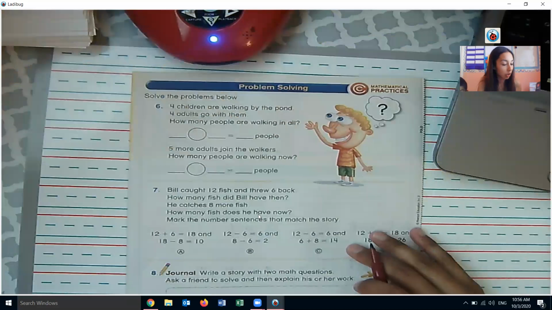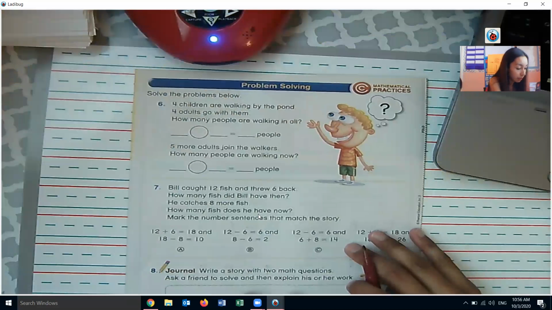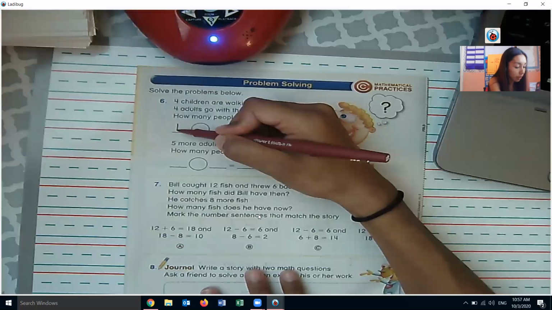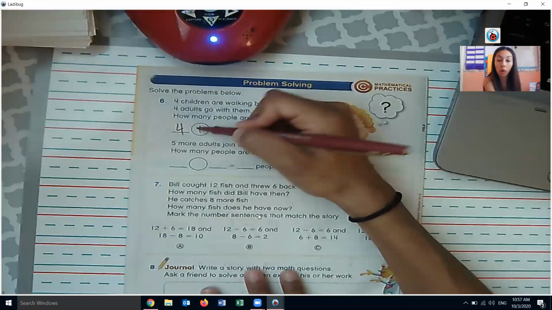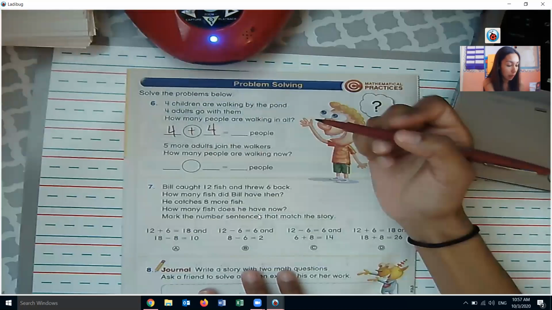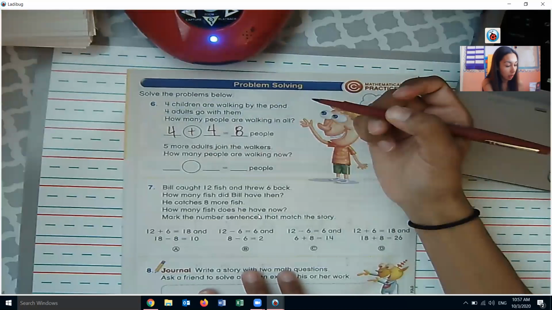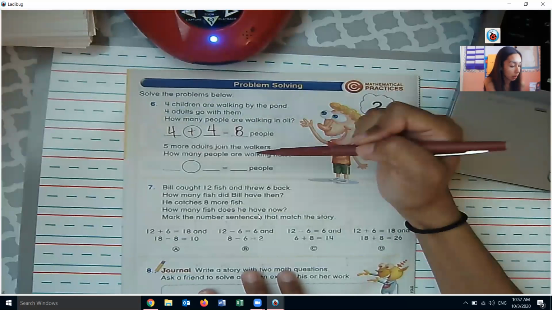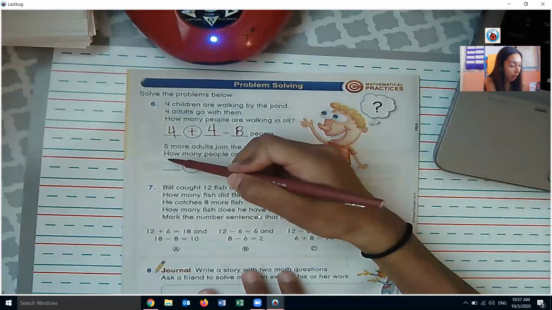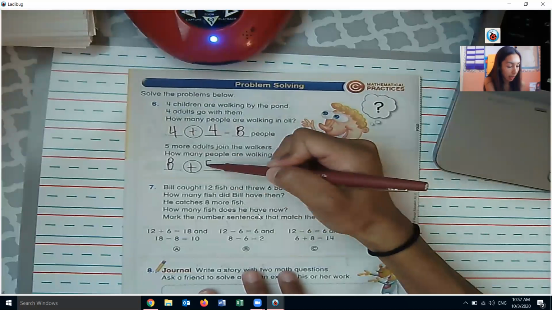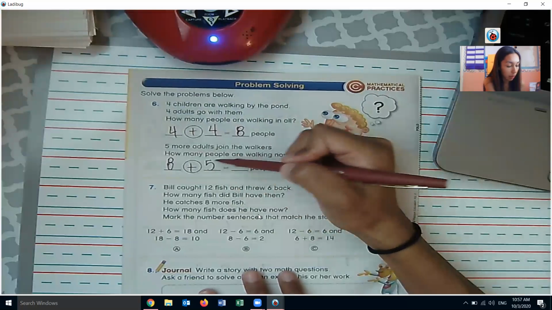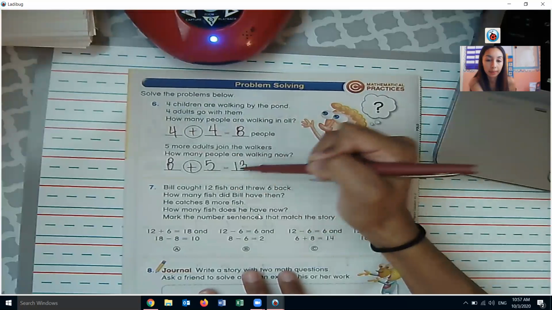Okay, let's go to the back side. 4 children are walking by the pond. 4 adults go with them. How many people are walking in all? 8 people walking in all. 5 more adults join the walkers, so there's 8. And then 5 more join, 8, 9, 10, 11, 12, 13 people total walking.